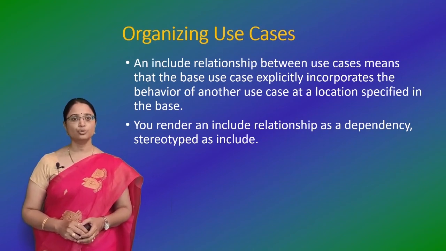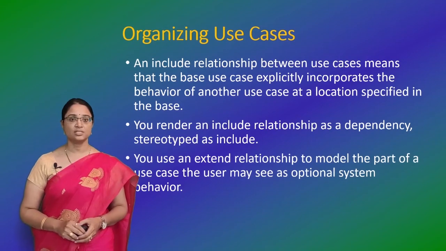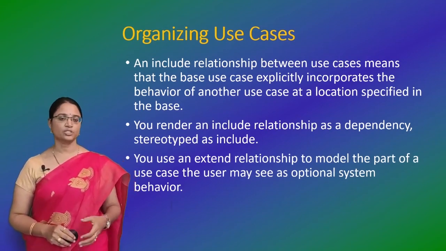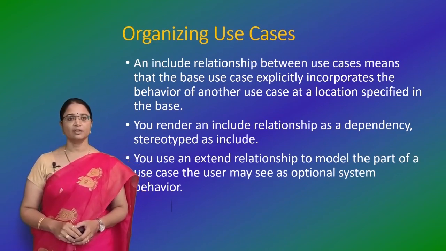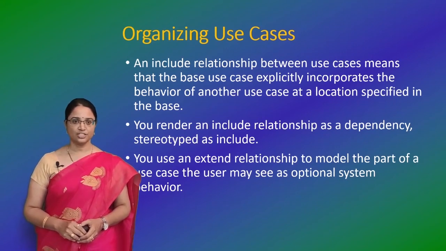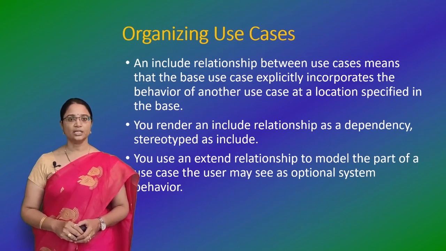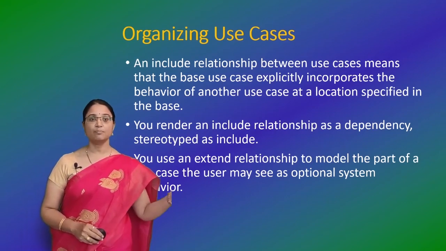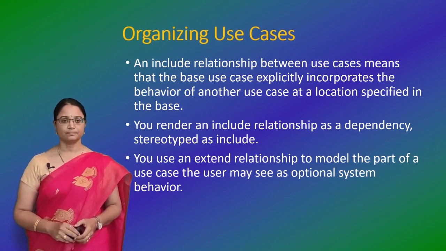So you use an extend relationship to model the part of the use case the user may see as optional system behavior. It is not mandatory to have the extend relationship, but it is an optional part. In this way, you separate optional behavior from the mandatory behavior. You may also use an extend relationship to model a separate subflow that is executed only under given conditions. Finally, you may use an extend relationship to model several flows that may be inserted at a certain point governed by explicit interaction with an actor.